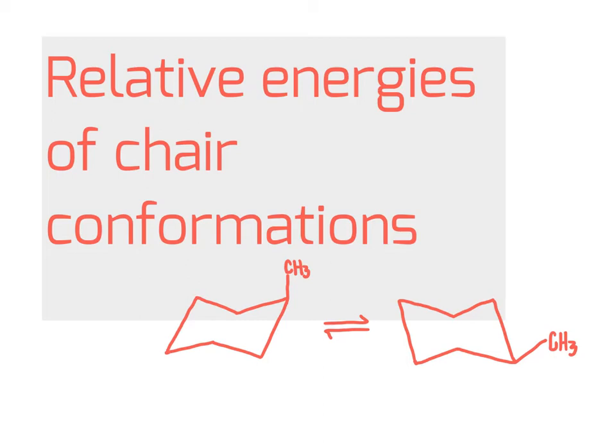In this segment, we're going to learn about the relative energies of the different chair conformations. For each cyclohexane derivative, there will be two possible chair conformations. For example, the one on the left and the ring-flipped version of the molecule on the right. These two structures will represent the lowest energy conformations of cyclohexane or cyclohexane derivatives.